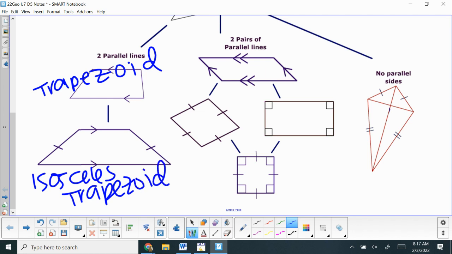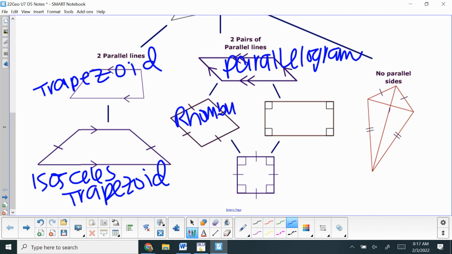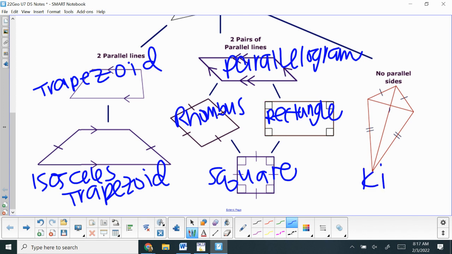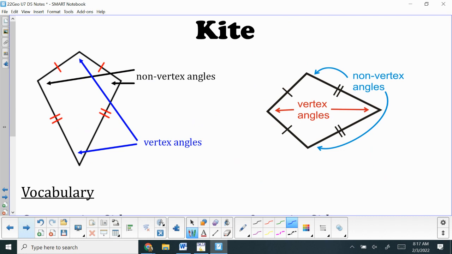And then we got two pairs of parallel lines is a parallelogram. We got a rhombus when it's all sides congruent, and a rectangle when it's all angles, right angles. You combine those together, you get a square. And then a quadrilateral without any parallel sides is called a kite. So a kite looks like this.